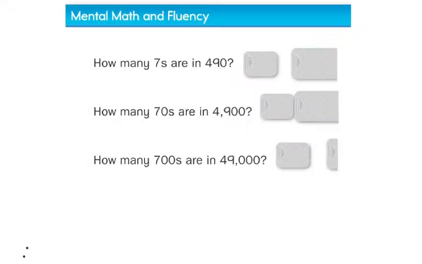All right, erase your whiteboard and number 1 to 3 again. How many 7s are in 490? How many 70s are in 4,900? Be careful of that. Remember how zeros cancel each other out. And how many 700s are in 49,000? Pause your video and write down the answer.